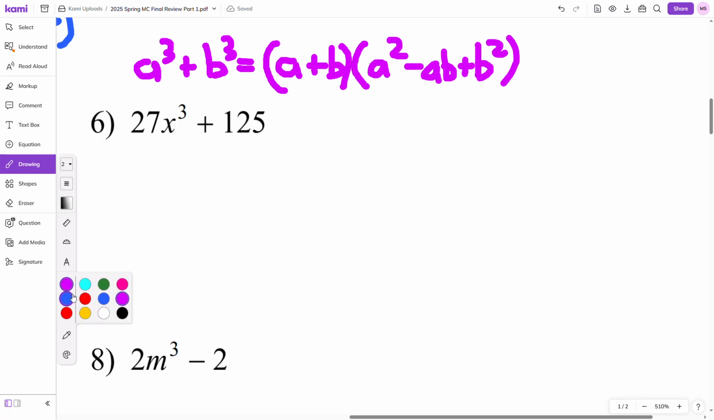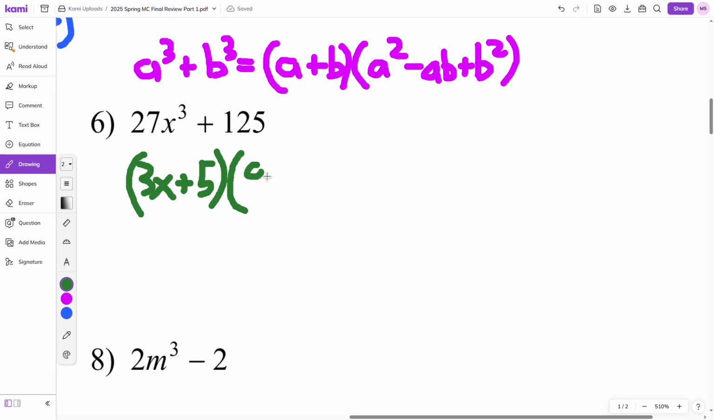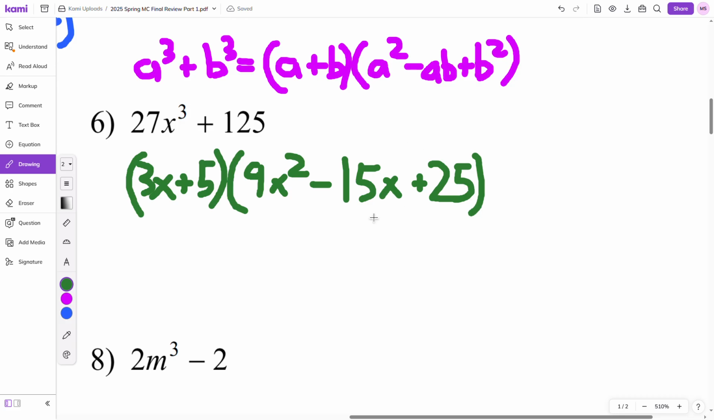So for us here, we can cube root 27x cubed. So that's 3x. And we can cube root 125, and that's 5. So that gives us our first binomial. And then you square the first one, you get 9x squared. Then you multiply both of them, but you change the sign first, so you get minus 15x. And then you square the second one, and you get plus 25. And that's it. That's all you do. You just follow the pattern.